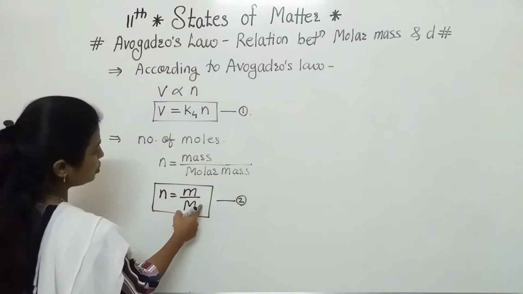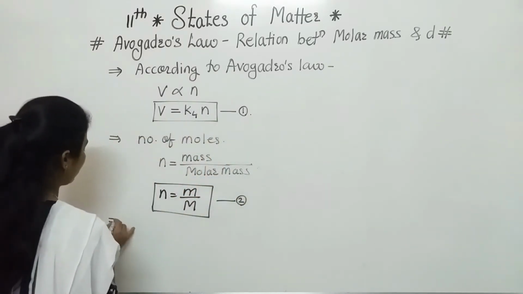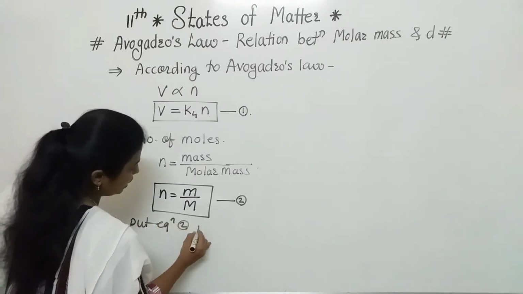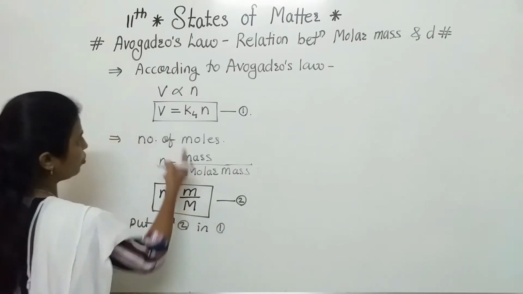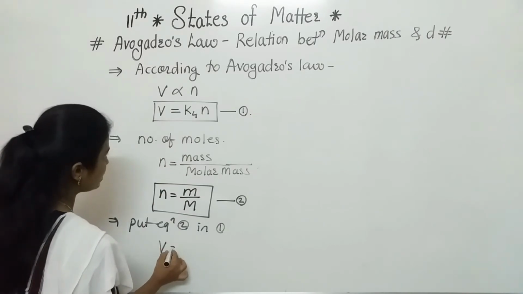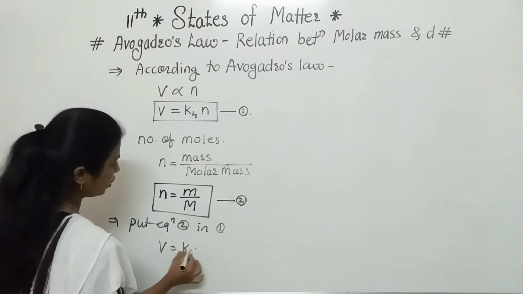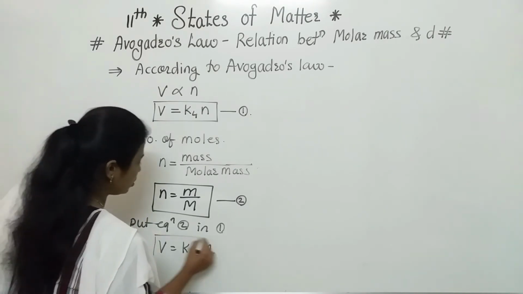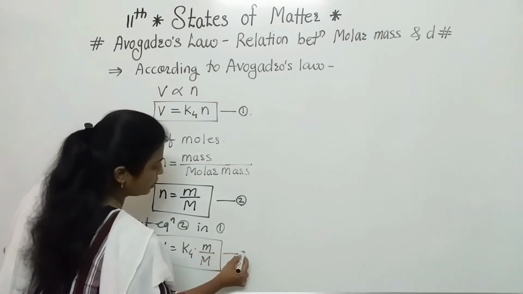Now we are going to put equation 2 into 1. So what will be the formula? Now see, V is equal to K4 into m by capital M. So this is equation number 3.